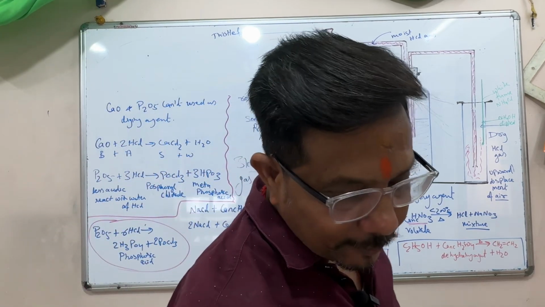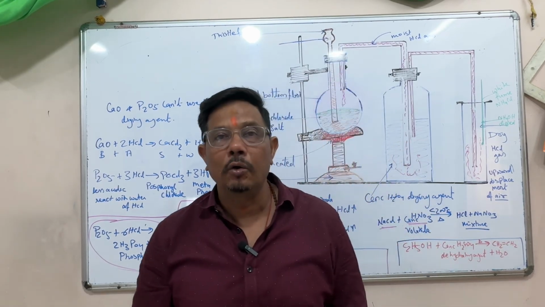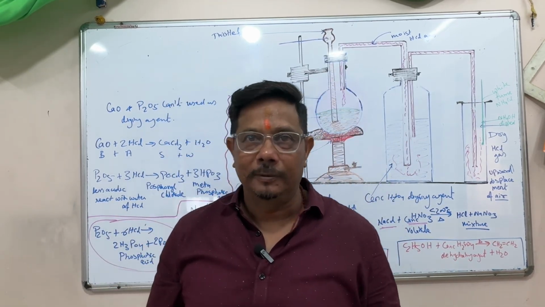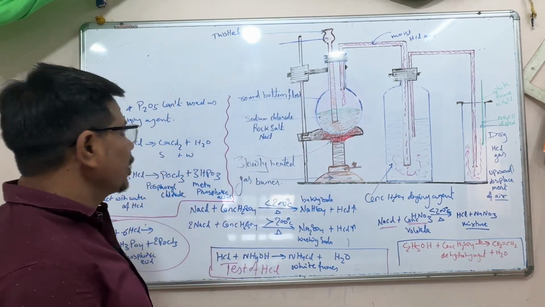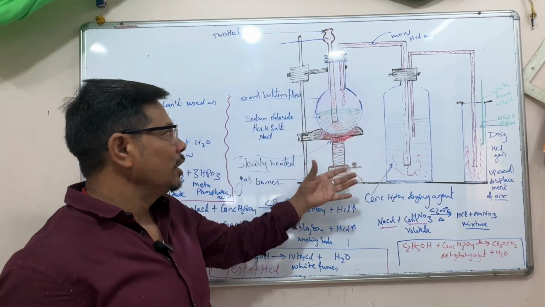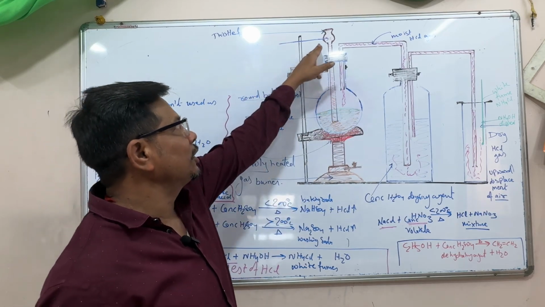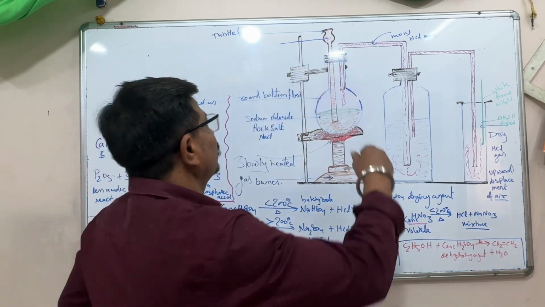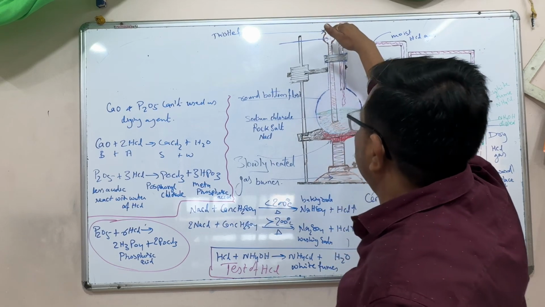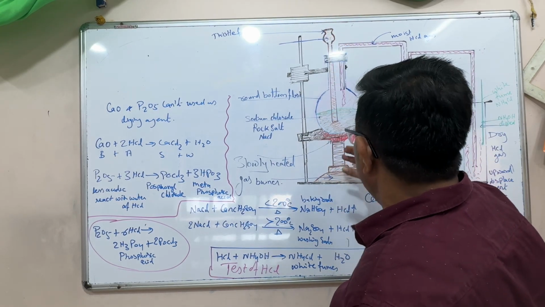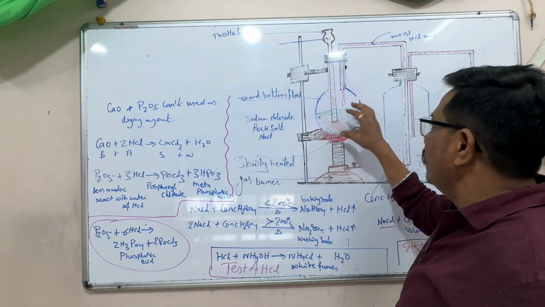So what did we come to know? We came to know about the lab method of preparation of HCl. How will we prepare HCl? We have a round bottom flask. We'll heat it slowly. Now here, this is the thistle funnel, and through this thistle funnel we will put some sulfuric acid inside very slowly and gently, and now it is slowly heated. What will happen?